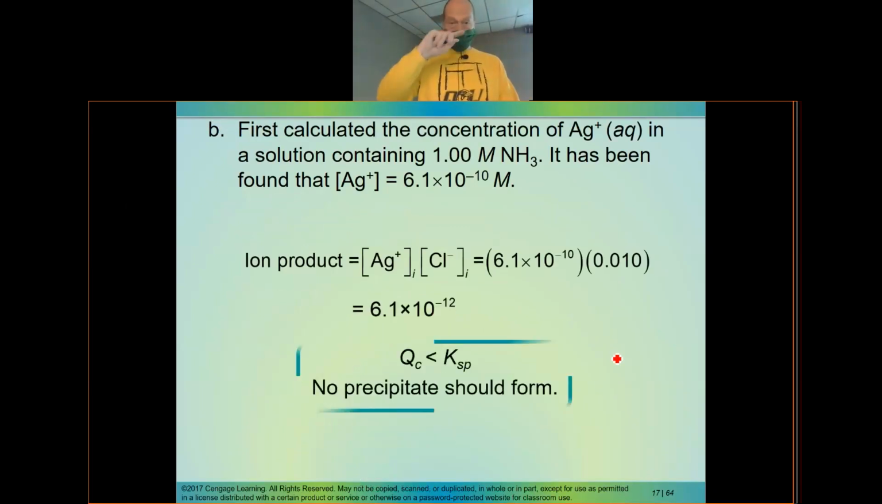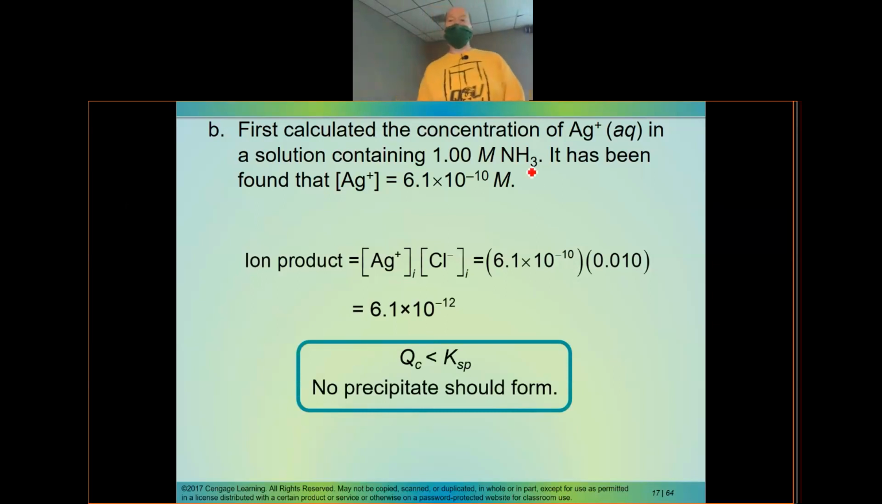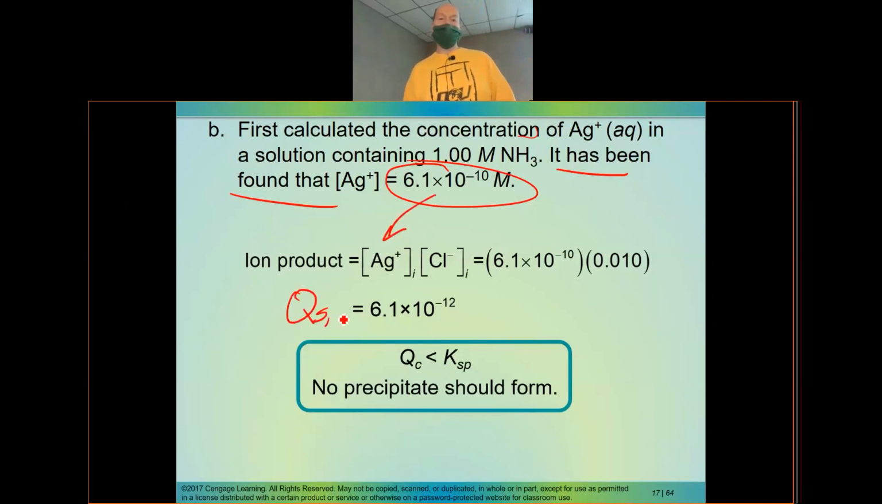All right. And then again, they don't recalculate it. It's been found in the previous example that the Ag plus is 6.1 times 10 to the minus 10. You plug that in with your Cl minus, you get your new QSP. I don't know why they're calling it whatever, you can call it QC, but this is specific for solubility products, so I will call it QSP, which is exactly the same as QC. All right, so 6.1 times 10 to the minus 12, and again, that's too small, and so in order to get bigger, it's got to go to the right to make more of it, and that is aqueous, not a precipitate.